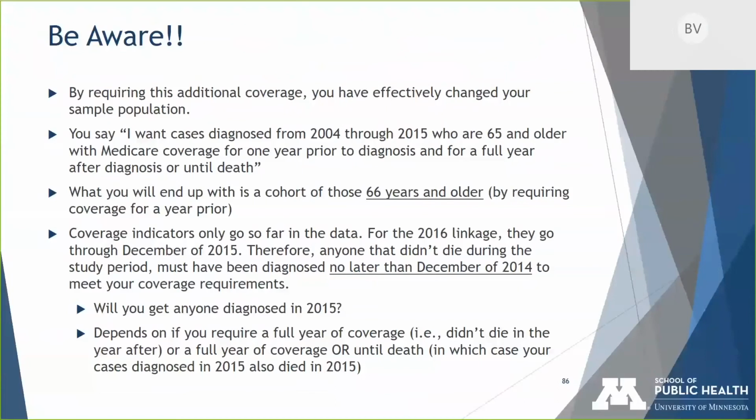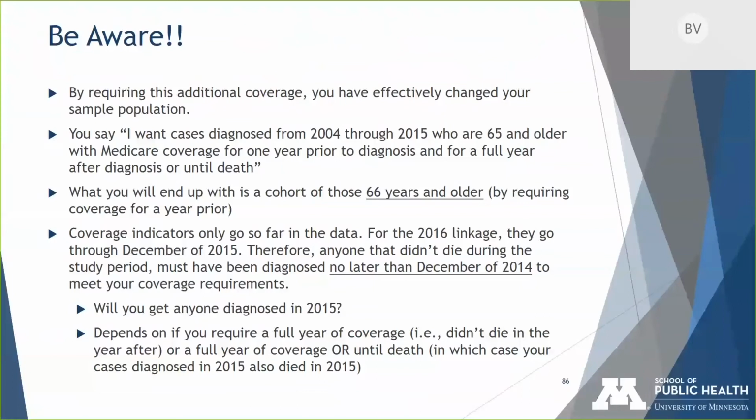So for the 2016 linkage, they go through December of 2015. So if you want to require that individuals have coverage for that entire year following diagnosis, the latest case you're going to have is cases diagnosed no later than December of 2014, so that they can meet that year of coverage requirements following diagnosis.